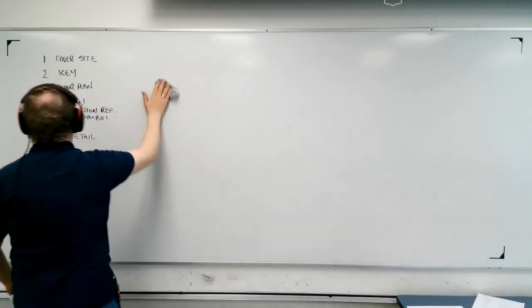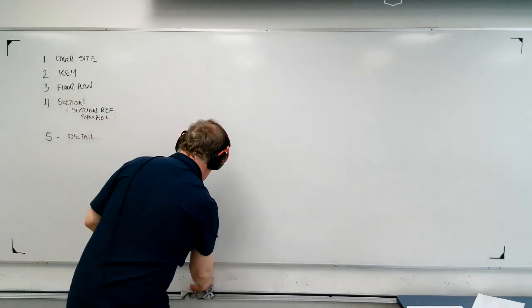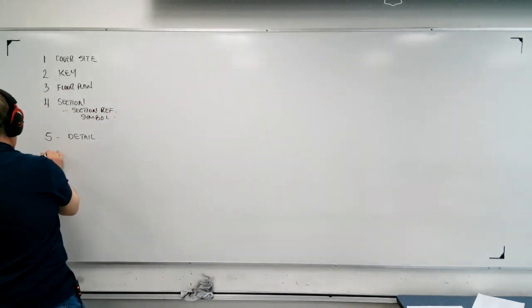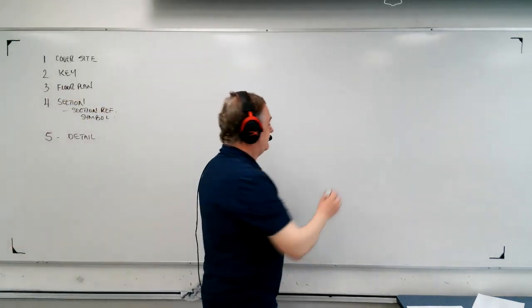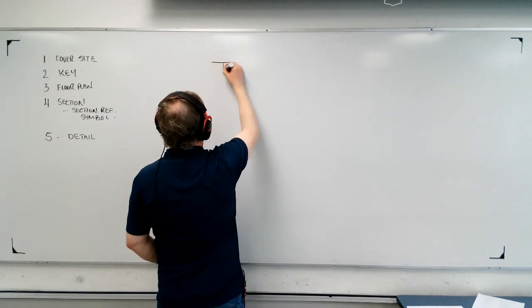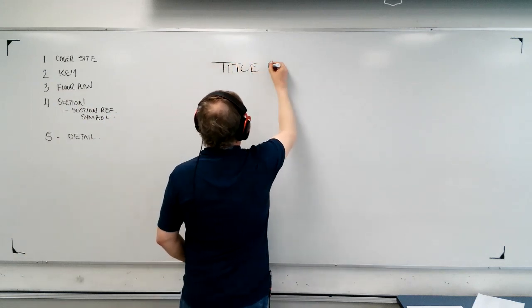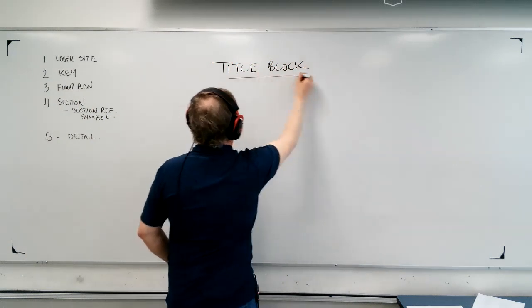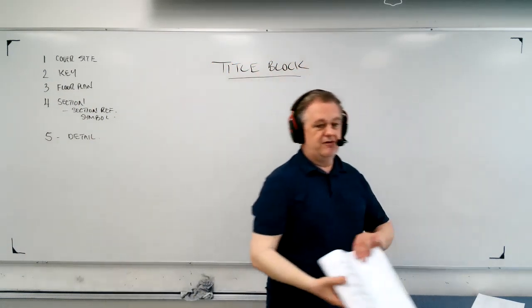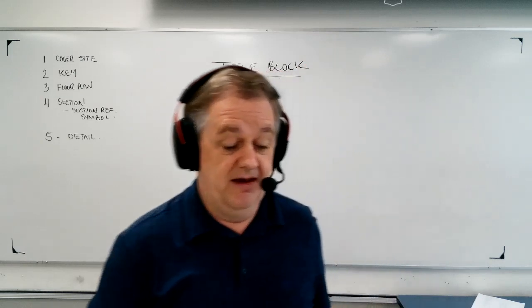Very, very important part of the construction plan set. And it's called the title block. Okay, the title block. Now, basically every page, every sheet in a set of drawings will normally always have a title block. And depending on the size of the project and how much information is involved, the title block may be larger or smaller.